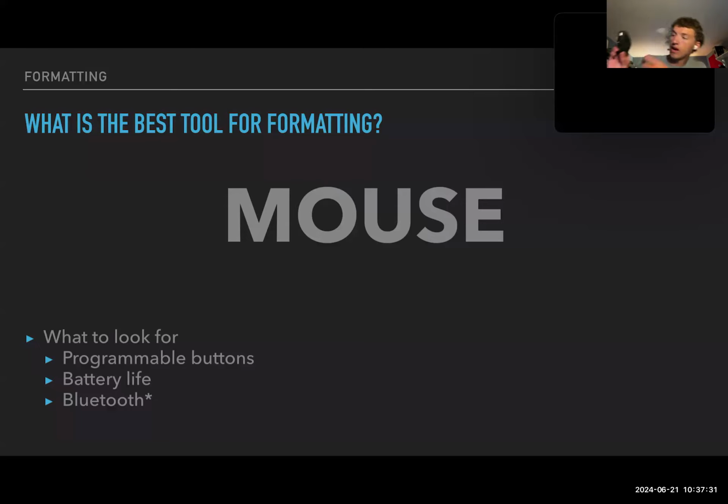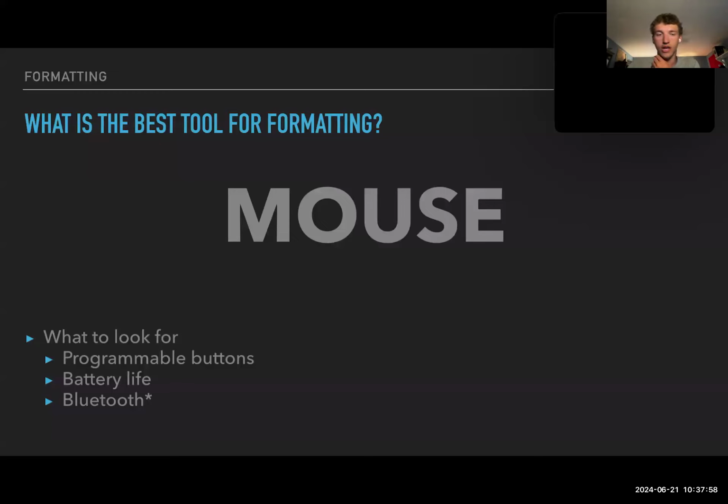This is my mouse. I have 12 buttons on it. Each of them is programmed to a certain Verbatim function. It makes researching a lot easier and faster. You can select text much faster because you have the mouse. The second thing is battery life. If you do have a Bluetooth mouse, you don't want it to die really quickly. The third thing is Bluetooth. I personally favor a Bluetooth mouse, but it's up to you.